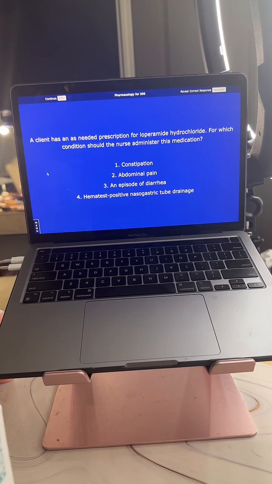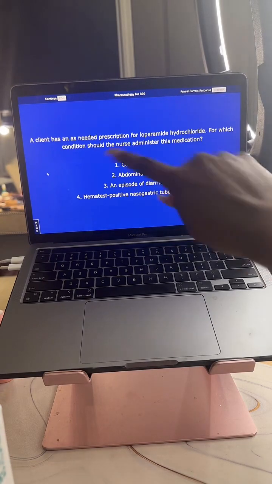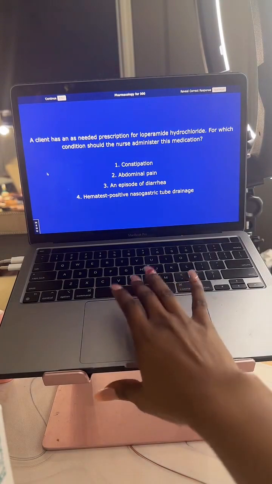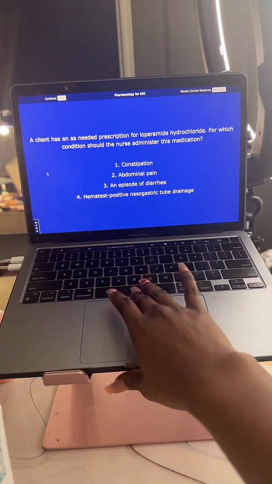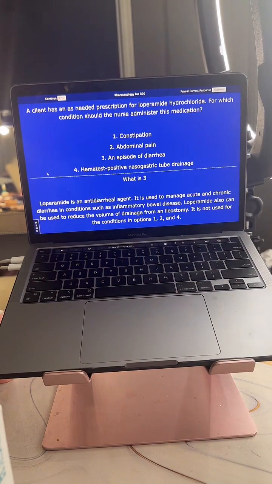So what is our answer, guys? Loperamide. Y'all ready? It's what is 3. Ooh, that diarrhea. All right, loperamide is an anti-diarrheal. The generic name of this drug is loperamide hydrochloride. Does anybody know the brand name?